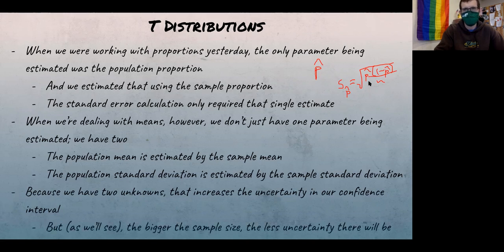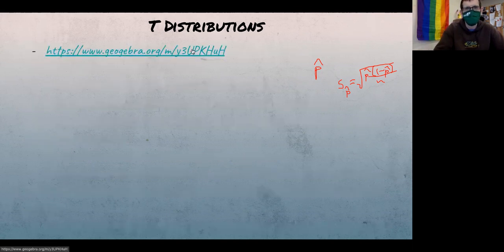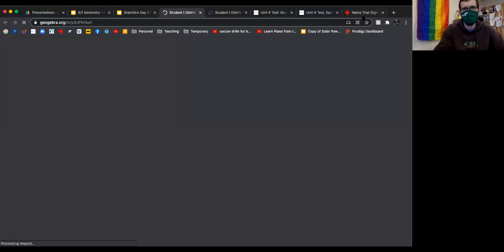Okay, so it's one thing to say, well, we don't know the true population proportion, so we'll just guess that it's the same as the sample proportion. But it's another thing to say we don't know anything, and now we're going to use 2 guesses to estimate the true population. So here we go. Let's look at the t distribution.